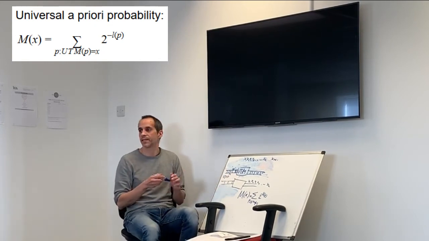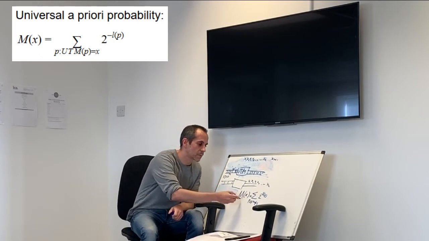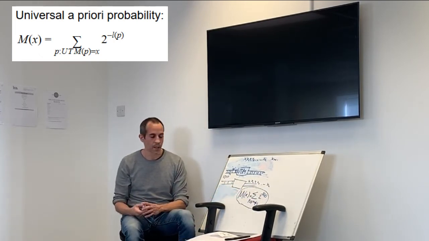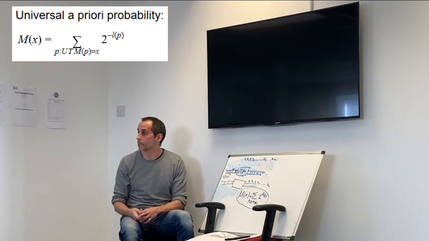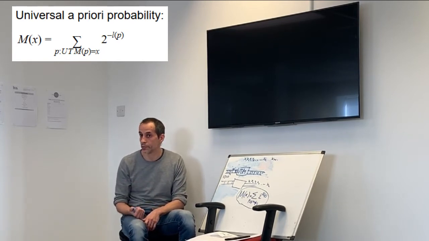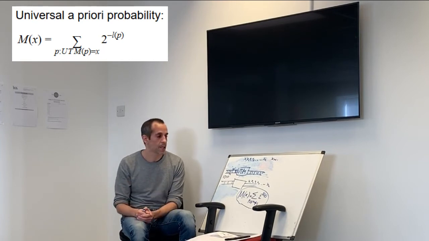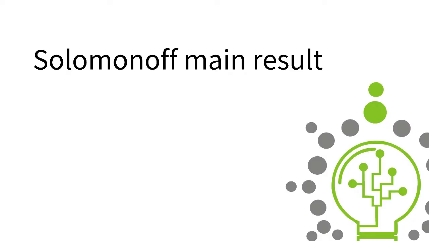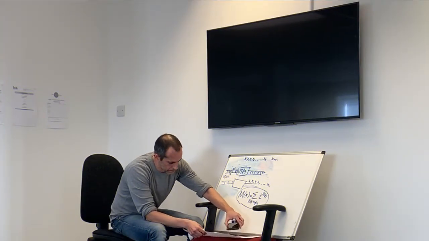But this is super nice. So in one fell swoop, he combined Occam's razor and Epicurus by giving more weight to the hypotheses that are the simplest, and then taking all of them that are relevant. Awesome.